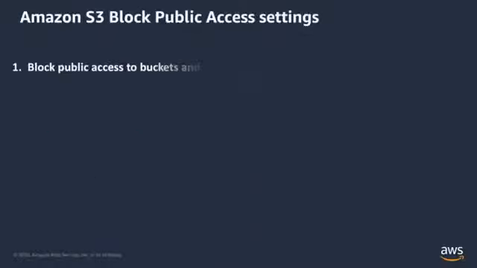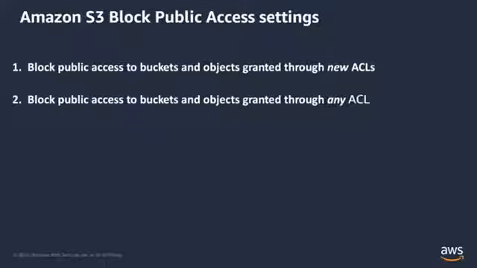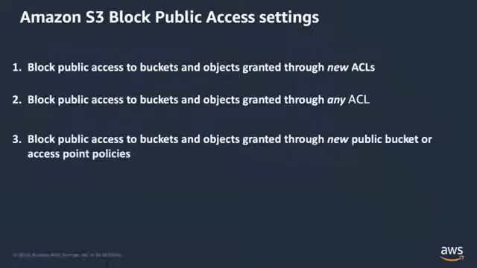So let's take a look at these settings. First one is block public access to buckets and objects granted through new ACLs. So essentially what this does is if you try to upload an object with a public ACL, then that request will be denied. Or if you try to upload an ACL to an existing object that is public, that request will be denied. Okay. The second one is block public access to buckets and objects granted through any ACL. So this means if you already have an object with a public ACL, then access to that object will be blocked.